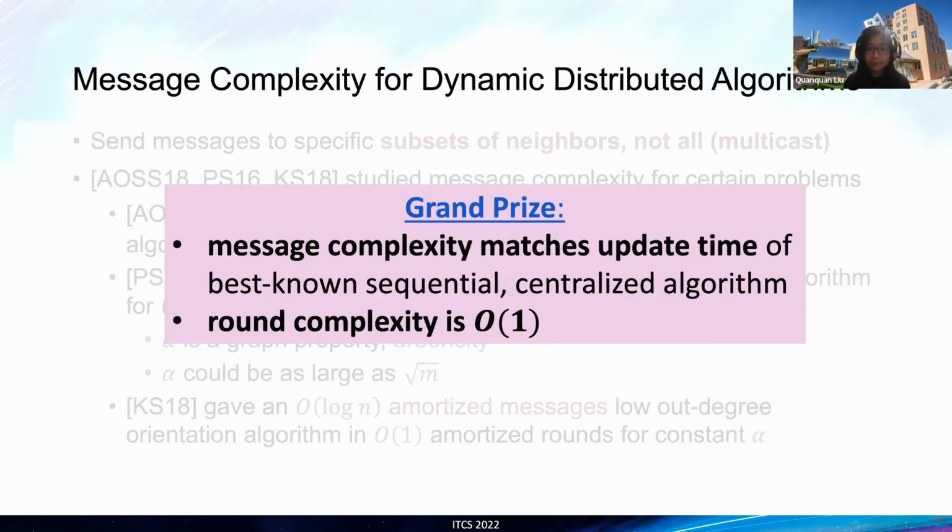In light of these previous works, and to reiterate what we said before we move on to our main results, the gold standard for dynamic distributed algorithms is that the message complexity matches the update time of the best known sequential centralized algorithm while maintaining O of 1 round complexity.